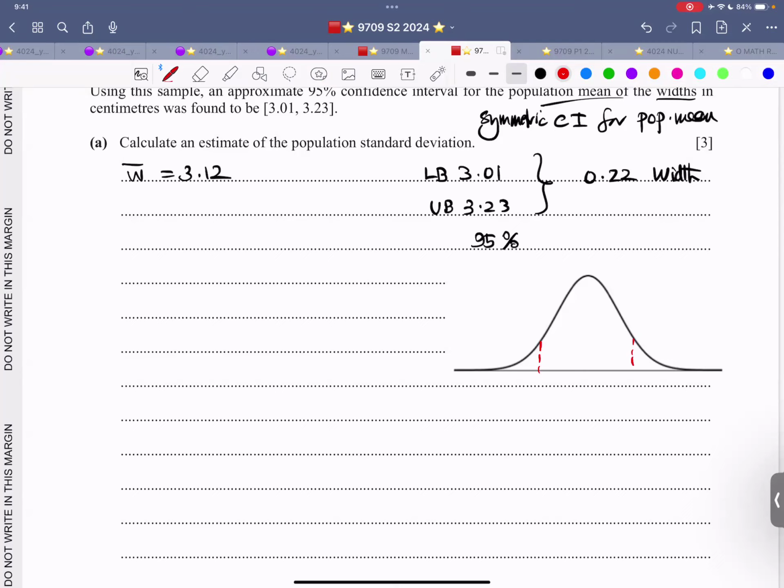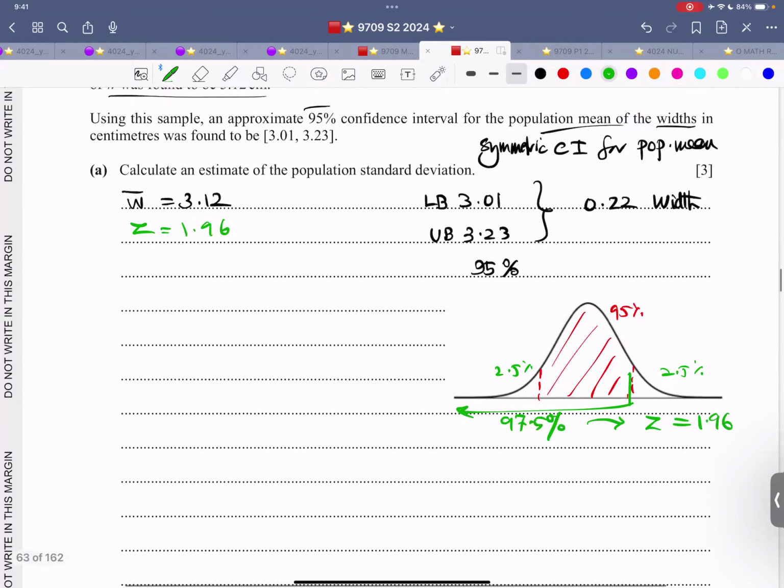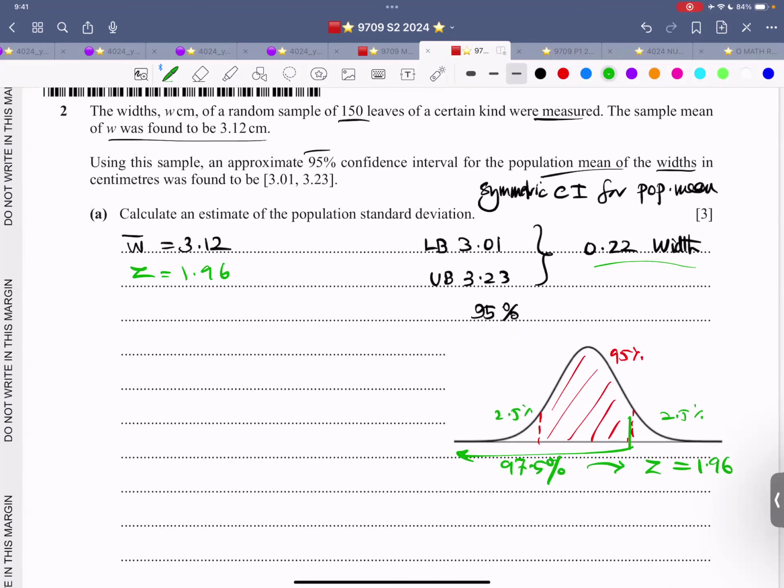Right over here, 95% in the middle. That is 95%, with 2.5% at this corner and 2.5% at this corner. Read the z value for 97.5%, a very famous value. So the z value is 1.96. And that's the width. And n comes out to be 150.